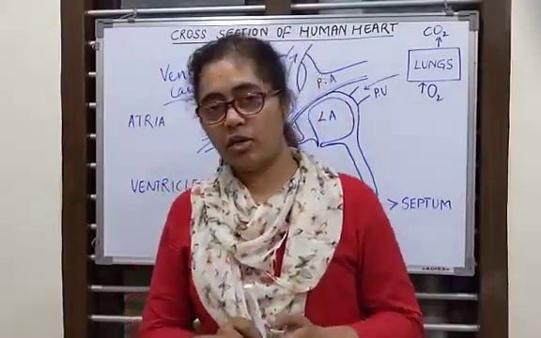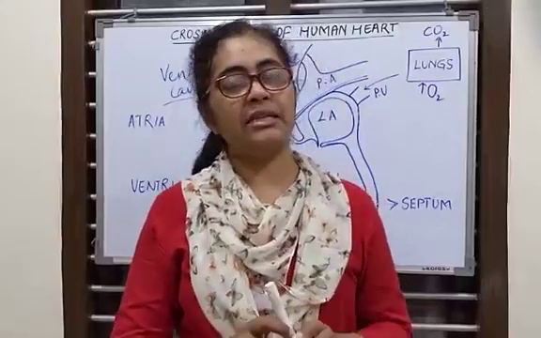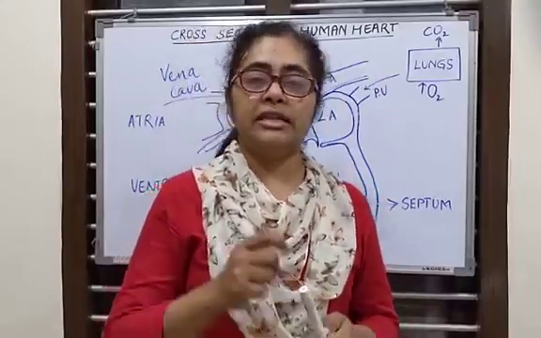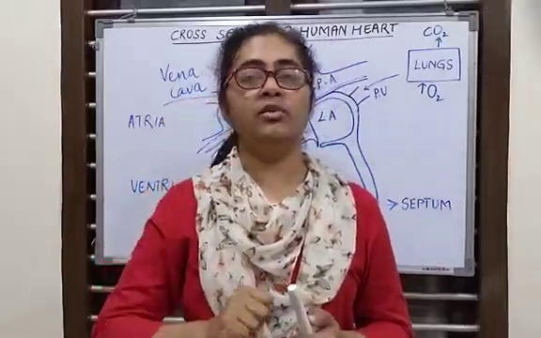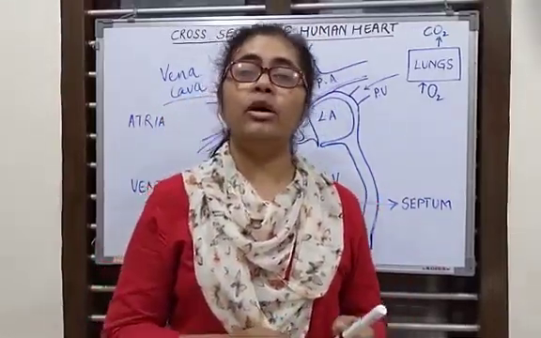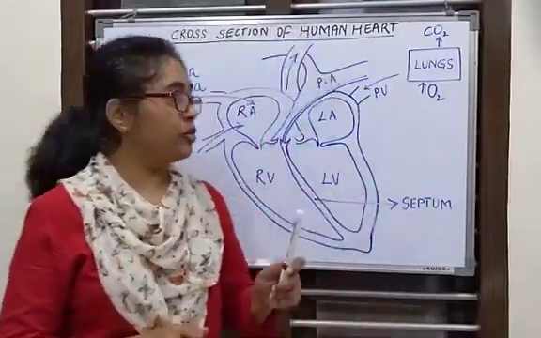It lies in the middle of the chest between the lungs, slightly tilted towards the left. The size of the heart is the size of the clenched fist of an individual. Now, let's look at the cross-section of the human heart.